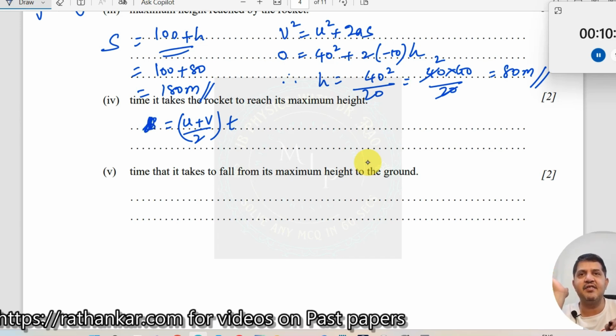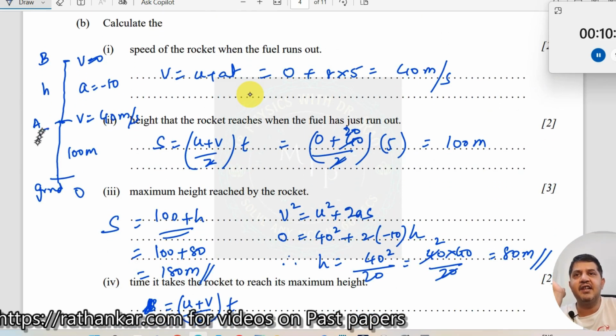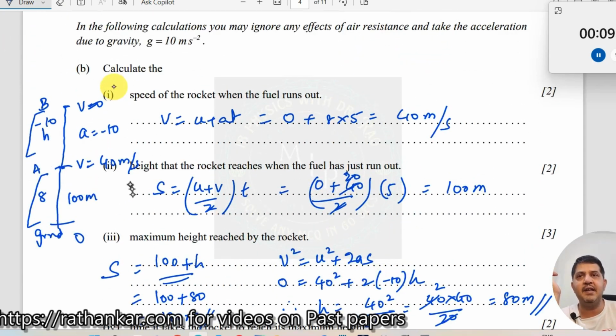Now where is the acceleration constant? The acceleration is constant in two regions. See, it is constant in this region, and here it's a different constant, right? Here the acceleration is minus 10. Here the acceleration is plus 8. So there are two different values. Therefore you should apply the equation S equal to U plus V by 2 into T only when the acceleration is a constant, which means you apply it either in this region or in that region, separately. So this time is already known. What is this time here? This time is 5 seconds, already given.